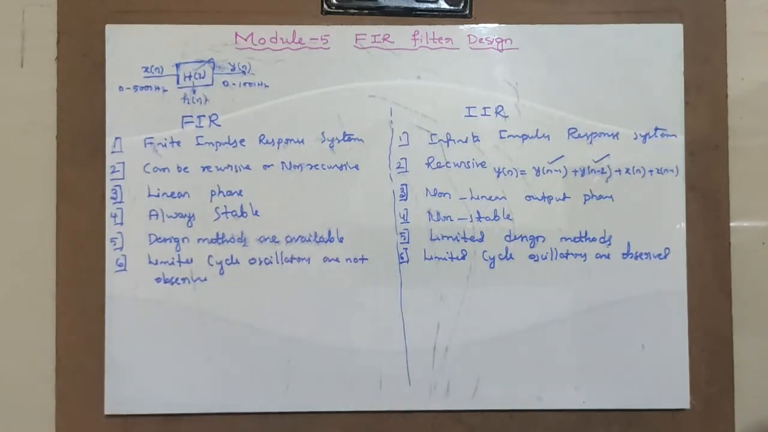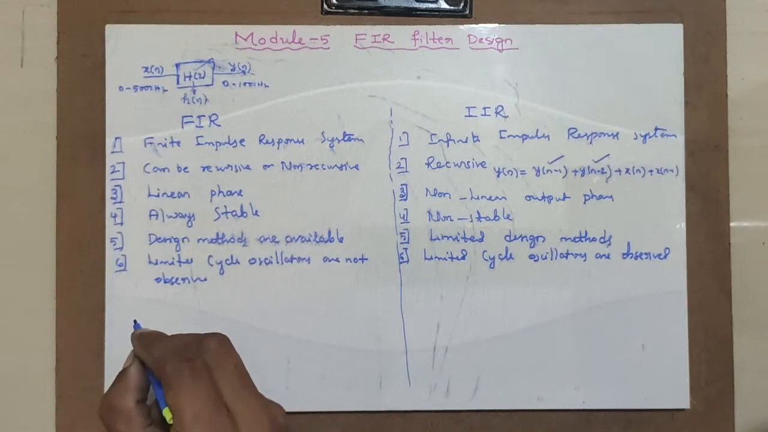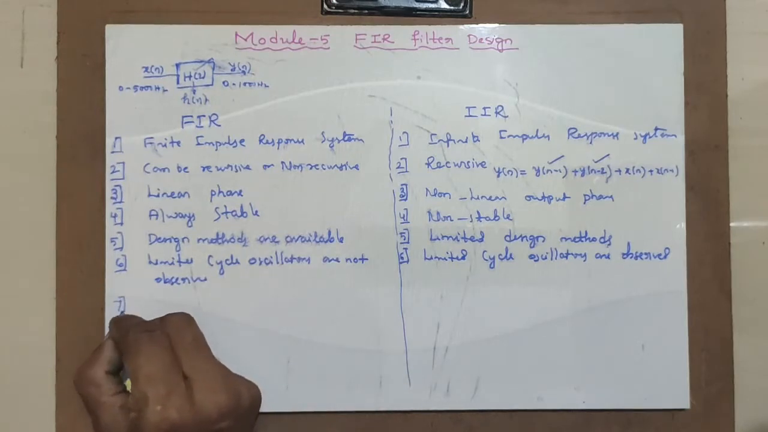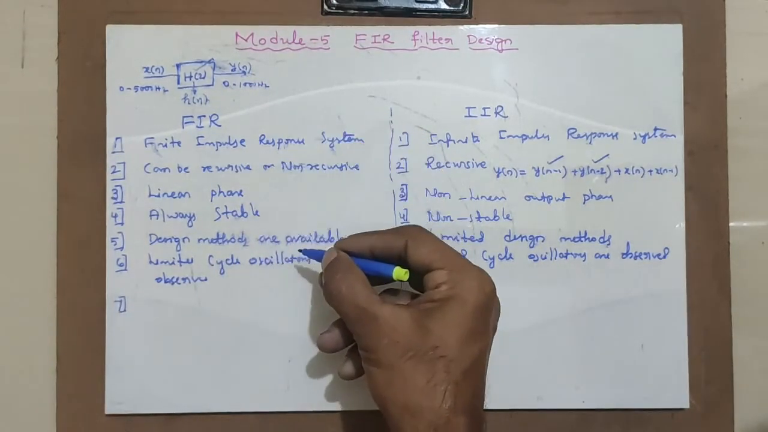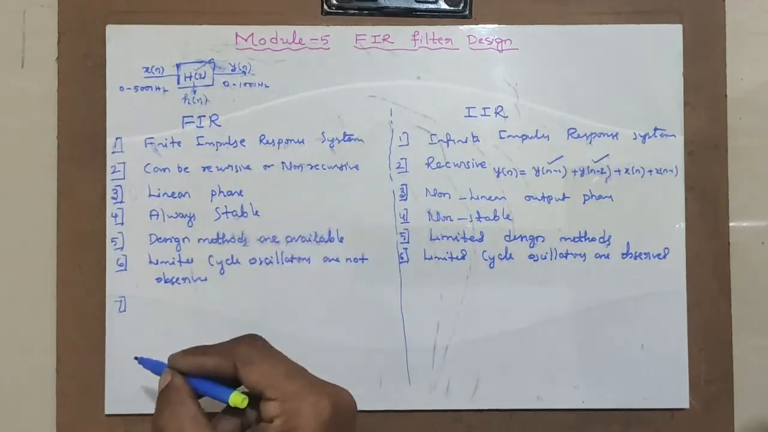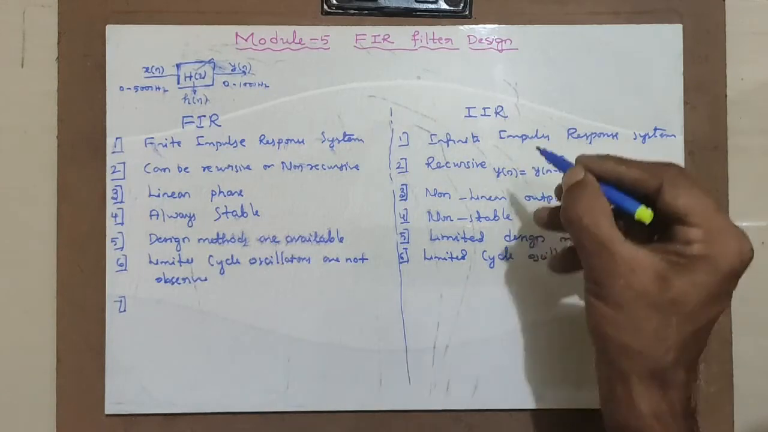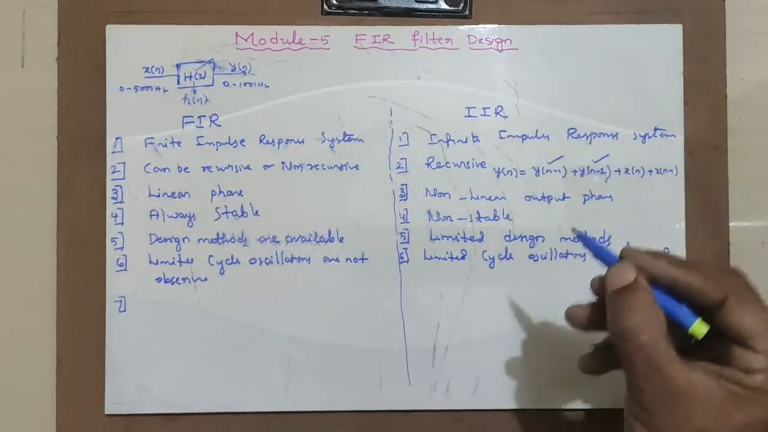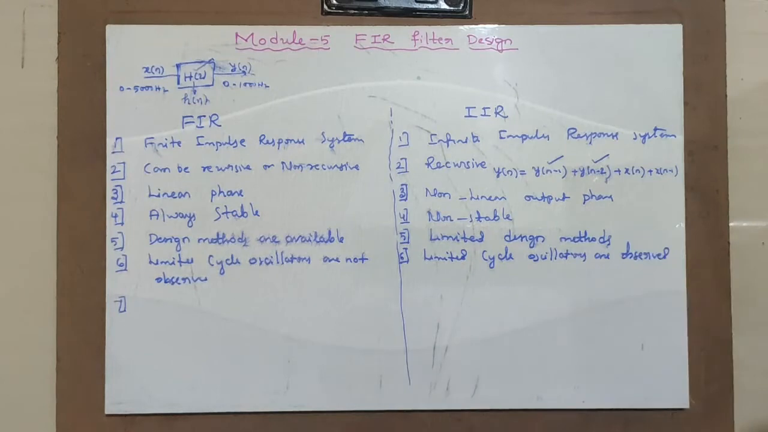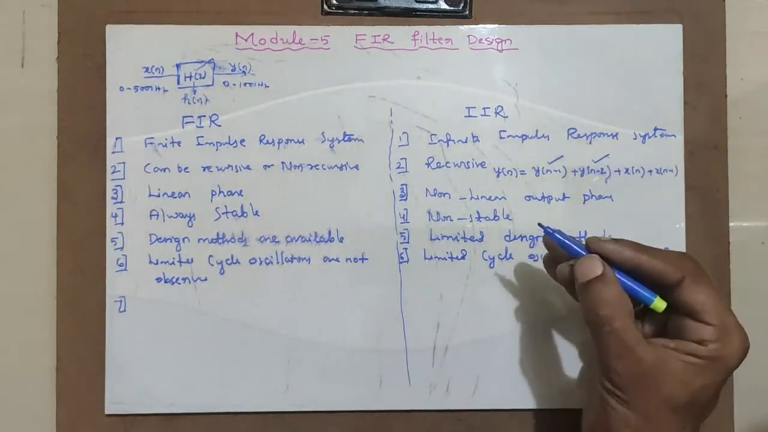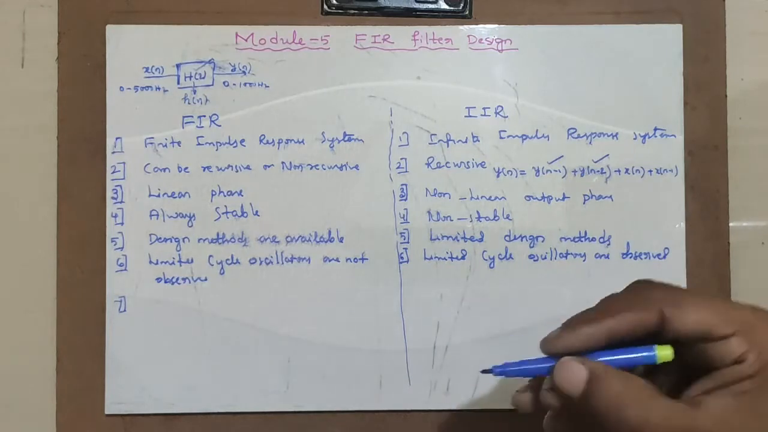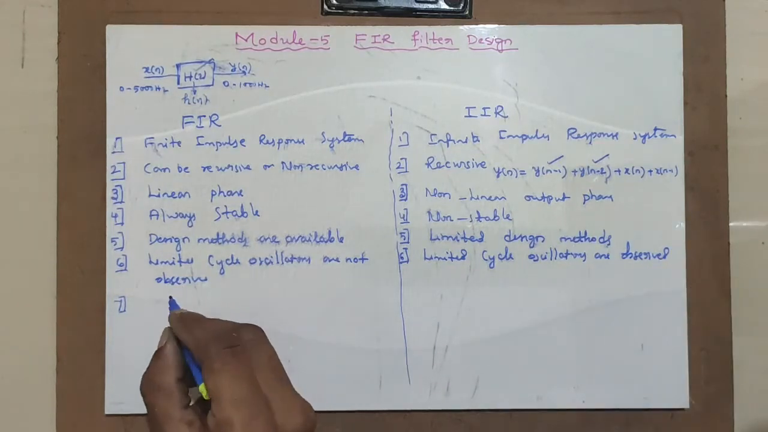That means output oscillations are not there in case of FIR. It is there in case of IIR. We saw a lot of advantages in FIR systems, like linear phase is there, always stable, easy design methods are available, whereas IIR systems have disadvantages in terms of non-linear output phase, not stable, limited design methods, like this. Okay, but still FIR has some disadvantages also.